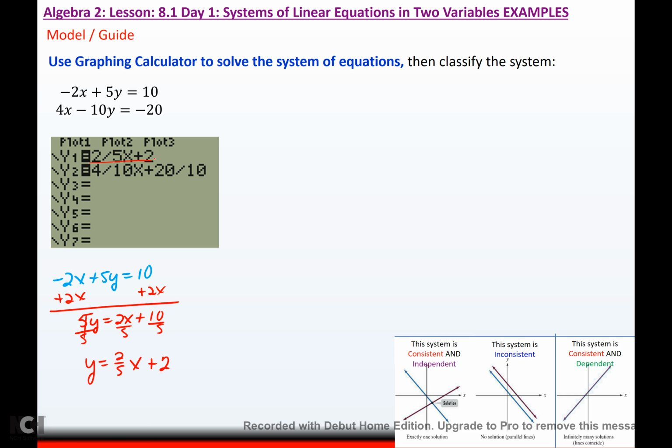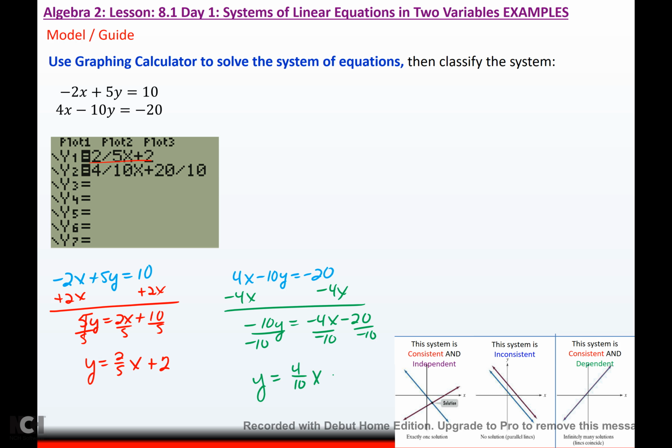So I type that in for y1. Now, when you do y2, 4x minus 10y equals negative 20. I'm going to minus 4x, minus 4x. Negative 10y equals negative 4x minus 20. Divide by negative 10. And if I don't reduce, I'm going to get 4/10 x minus 20/10. If I reduce, it's going to be exactly the same as that.